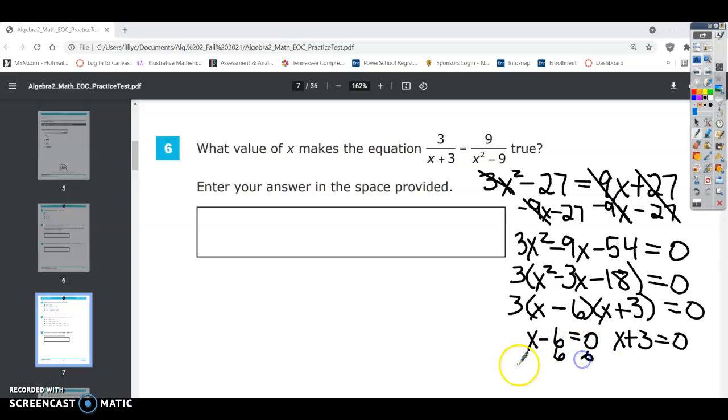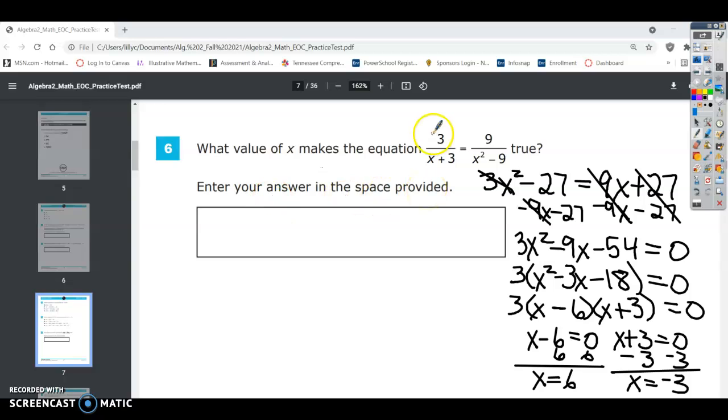So we're going to add 6, x equals 6, and x equals negative 3. So it says, what value of x makes the equation true? Enter your answer in the space provided.